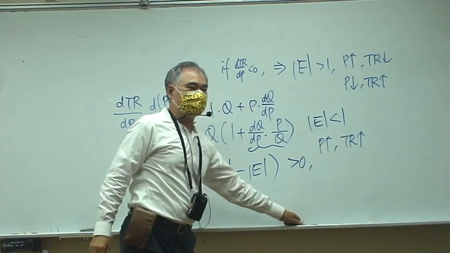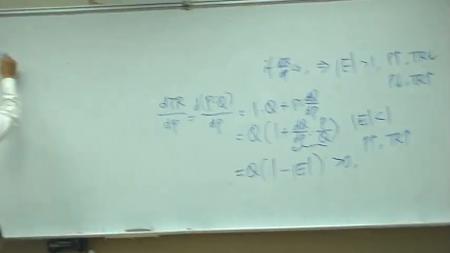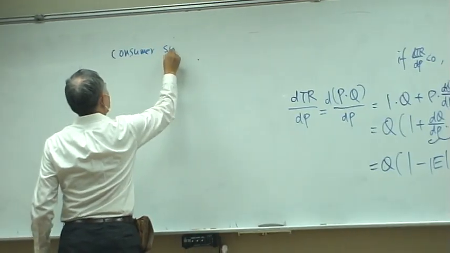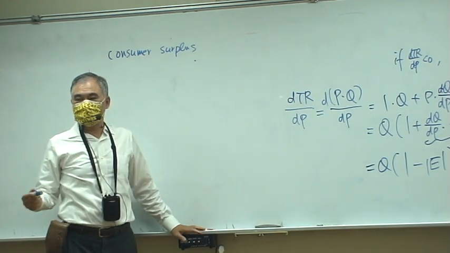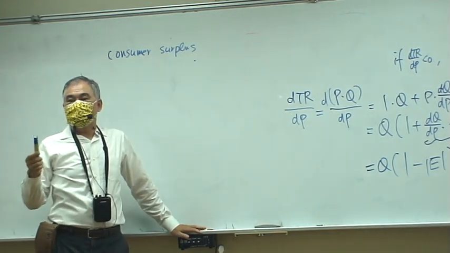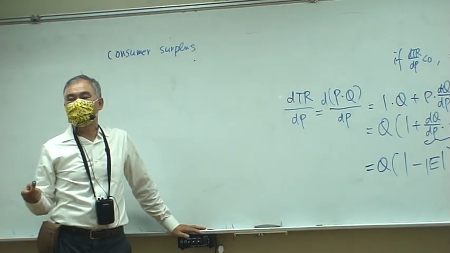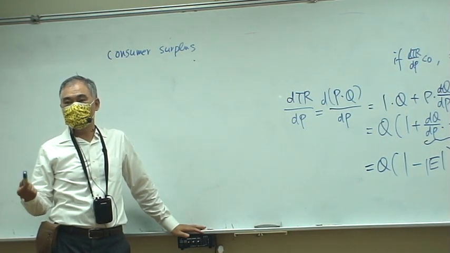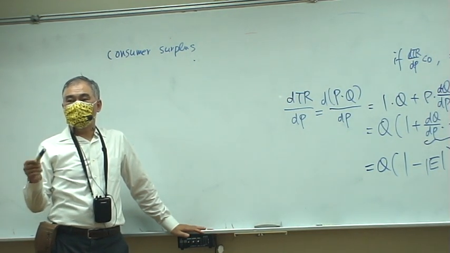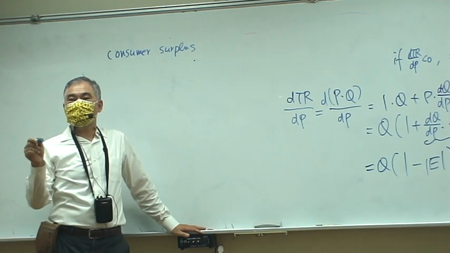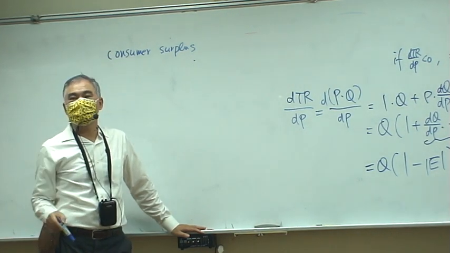So what is consumer surplus? Consumer surplus is the difference between the actual price you pay and the price you are willing to pay. Okay, let me repeat this again, and then I'll give you an example to tell you what consumer surplus is. Consumer surplus is the difference between the price you are willing to pay and what you actually pay.